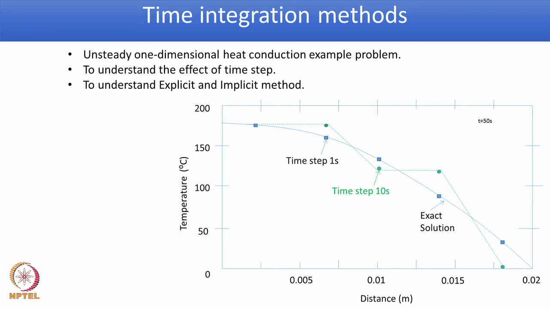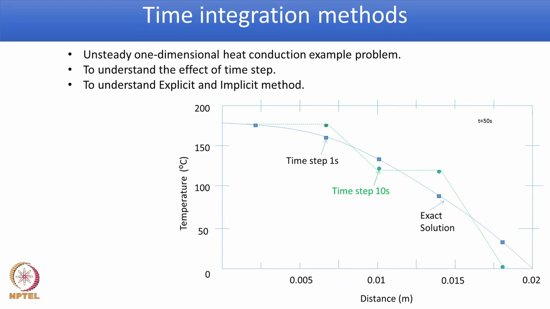What is shown here is distance and temperature for one particular calculation, with results obtained after 50 seconds. If you use different delta t, the performance by the explicit scheme differs. What is shown here is a time step of 10 seconds, that is delta t is 10 seconds, which is slightly larger, right. When you have an explicit scheme, delta t matters because it is conditionally stable, and in this example we show two different delta t.